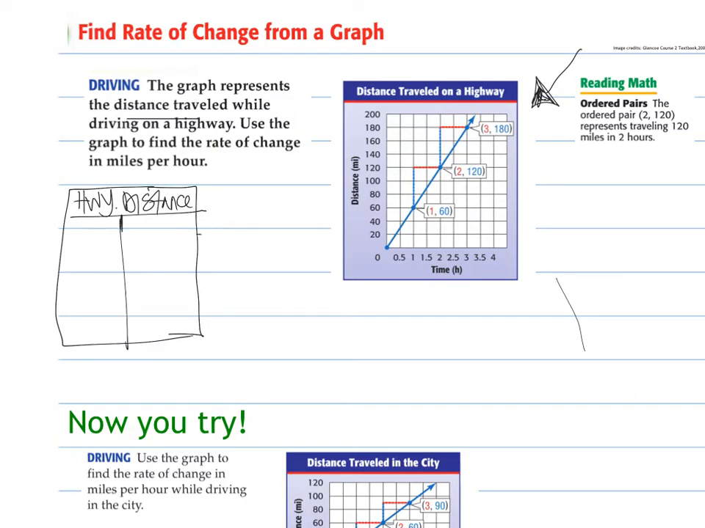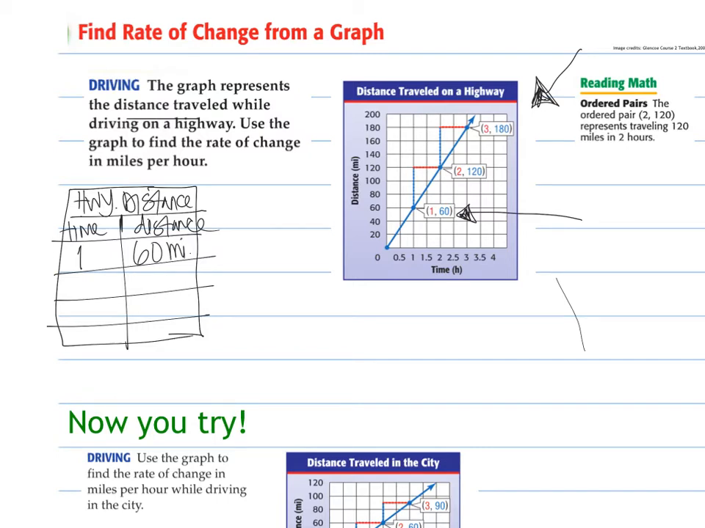And then we have time and distance. Now I can see this point right here tells me that if I go over 1, that's telling me I went 1 hour and I went up 60. So 1 hour is 60 miles.